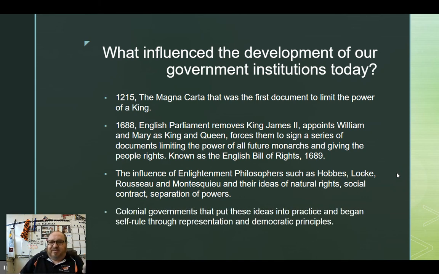And then the colonial governments that put those ideas into practice here: self-rule, representation, democratic principles, allowing people to vote and have a say in their government. All of those things have basically led us to the type of government that we have today and where we are today with our government. And we'll be talking more about that in the next coming installment.